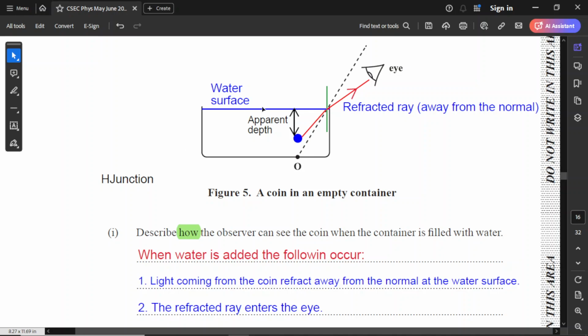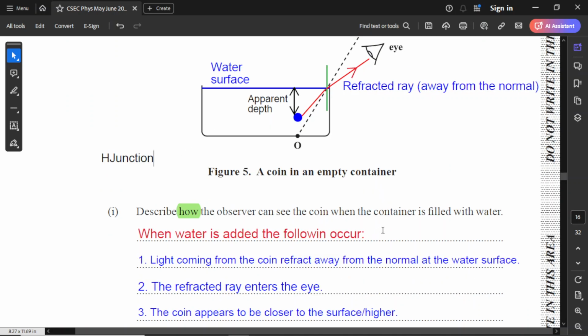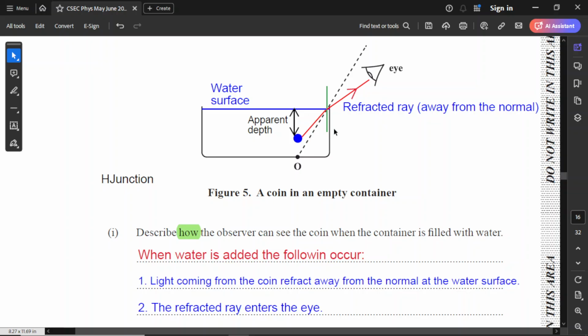All right, anyhow, referring to this question, describe how the observer can see the coin when the container is filled with water. And just to make a point right here, you can actually draw it on the diagram or explain it. But I'll say if you draw it on the diagram, please explain it, because they ask you to describe it, okay? So you have to say something.